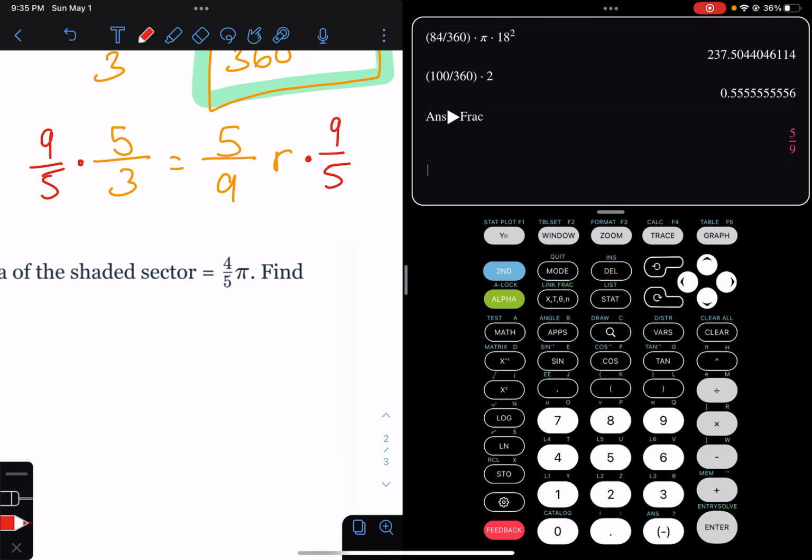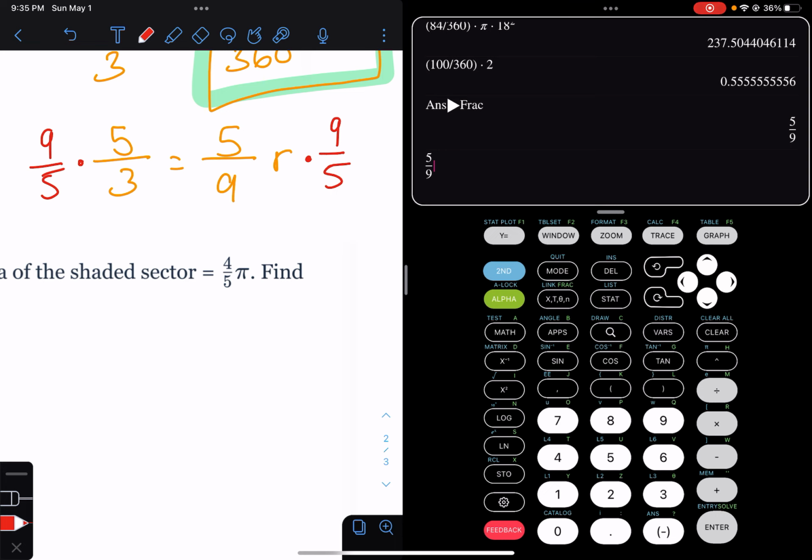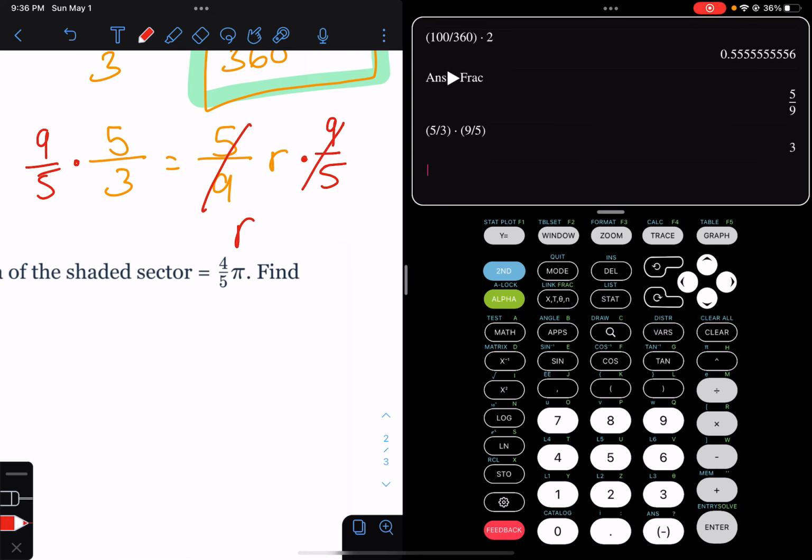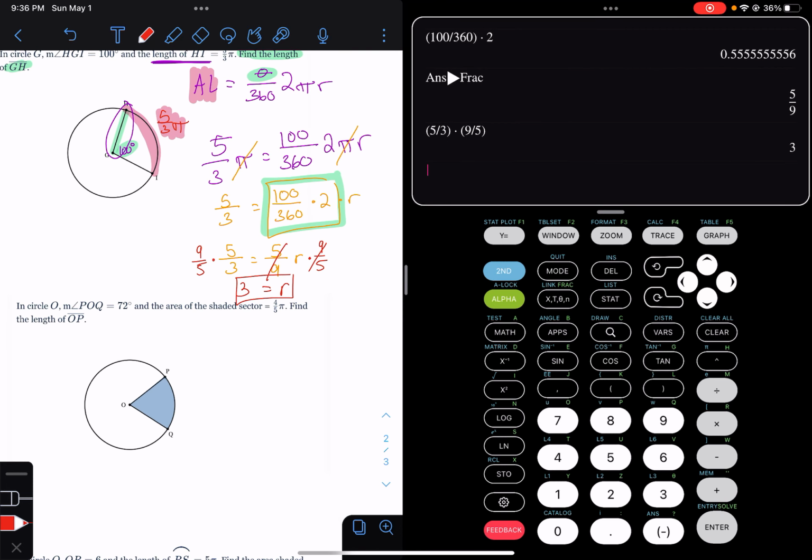But essentially, we're going to have to do 5/9, or no, that's not what we have to do. We have to do 5/3 times 9/5. And the reason we do that is so that these cancel and our r is by itself. So we do that. When I plug that into my calculator, I get 3. So my radius is 3. And that would be my answer there.